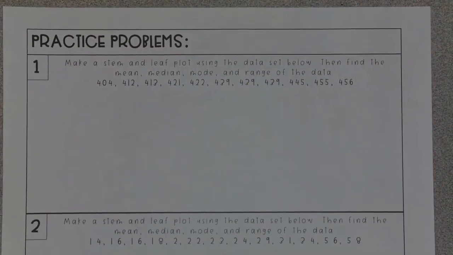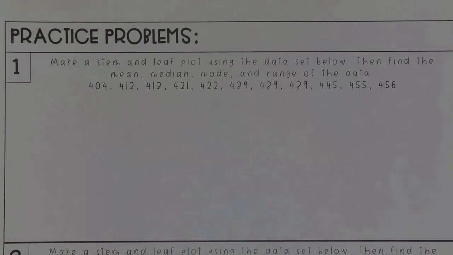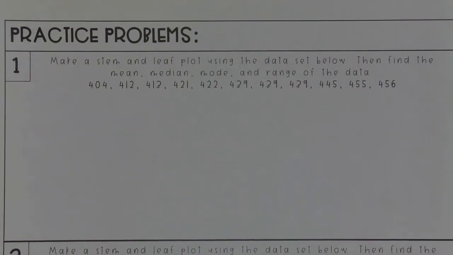Okay, so let's do some practice problems. I'm going to zoom in just a little bit. Okay, so number one, all of our instructions are going to be the same, so I'm just going to read them one time. It says to make a stem and leaf plot using the data set below, then find the mean, median, mode, and range of the data set.